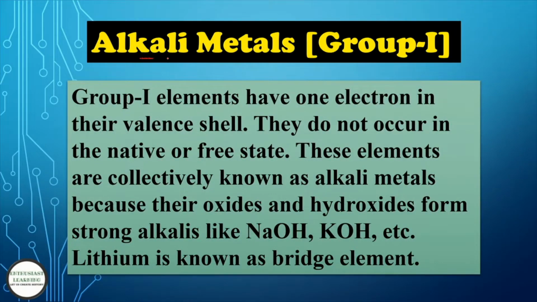First, we'll talk about alkali metals, group 1. Group 1 elements have one electron in their valence shell. They do not occur in the native or the free state. These elements are collectively known as alkali metals because their oxides and hydroxides form strong alkalis like NaOH, KOH, etc. Lithium is known as the bridge element.